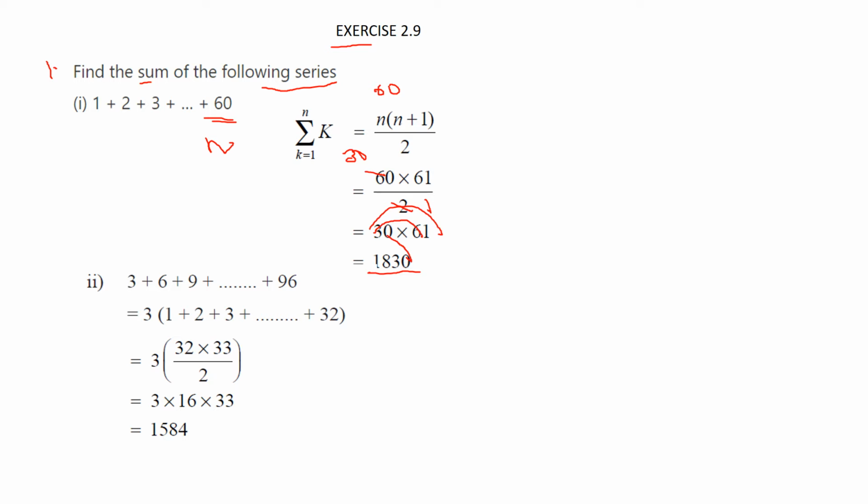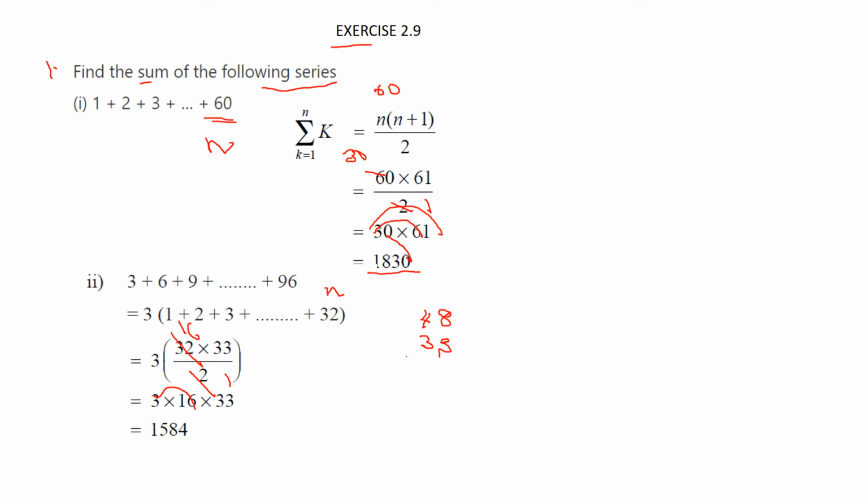So here n is 32. So n plus 1, 32 plus 1, 33 by 2. So 1 2 is 2. 1 2 is 2. Remaining 1, 12, so 16. So 3 into 16 into 33. Therefore 3 16s are what? 48. 48 into 33. Multiply 48, 33.